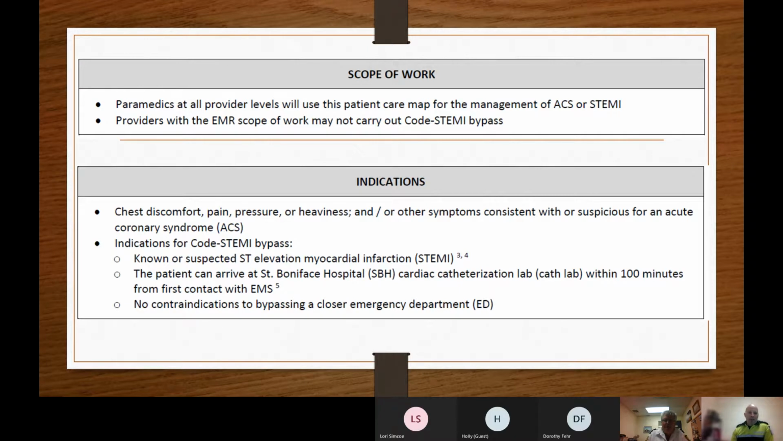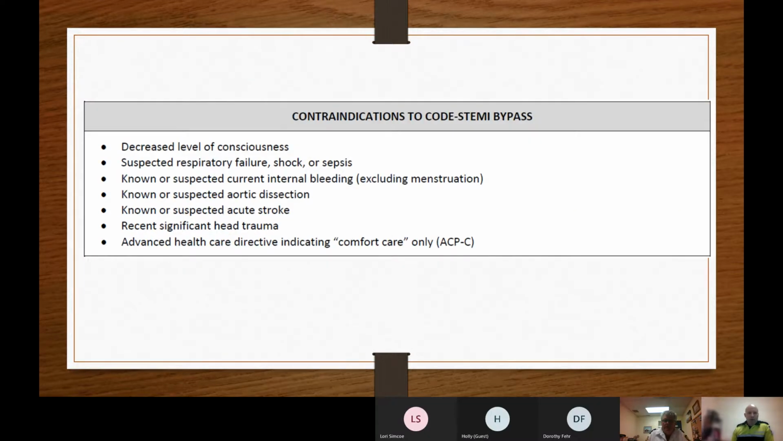And obviously, no contraindications to bypassing the closest emergency department. So if your patient's about to code on you, go to the closest ED and try to stabilize your patient first. So, contraindications to using the code STEMI bypass: decreased level of consciousness. Obviously, if your patient's obtunded, they can't answer questions appropriately, and you can't do a complete assessment, we're just going to deal with that and go to the closest ED. If there's suspected respiratory failure, shock, or sepsis, we're going to deal with that and go to the closest ED. Also, known or suspected current internal bleeding, excluding menstruation.